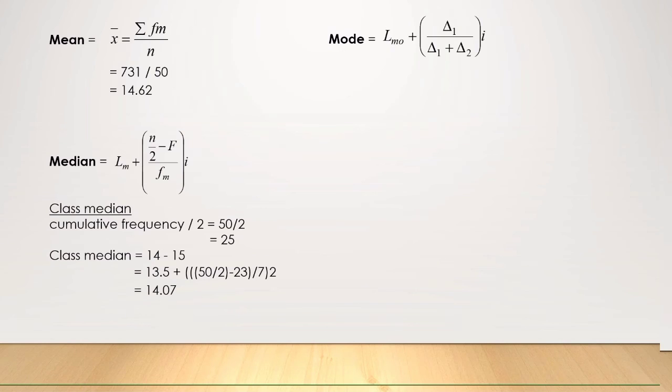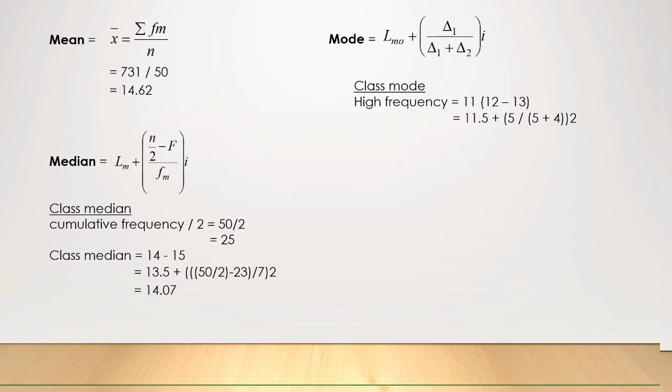While the mode, this is the formula for the mode. LM is the lower boundary of the class mode. This one will be the difference between the frequency of the class mode and the frequency of the class before the class mode. And this one will be the difference between the frequency of the mode and the frequency of the class after the class mode, times the class width. So to find the class mode, we have to find the highest frequency, which is 11. In our data, the highest frequency is 11, which means 12 to 13 is our class mode. So from that, we can know the formula.